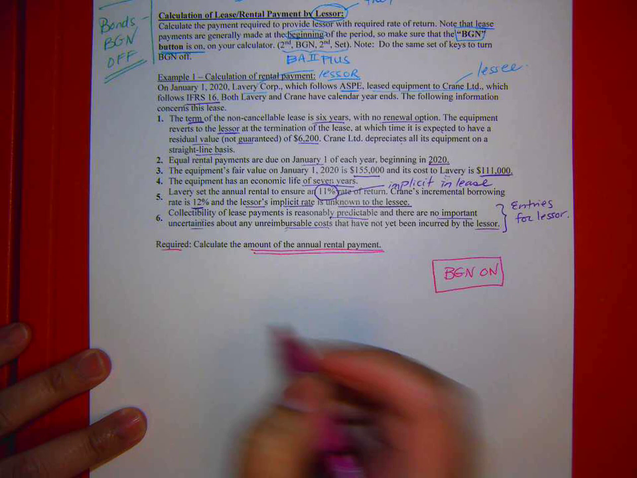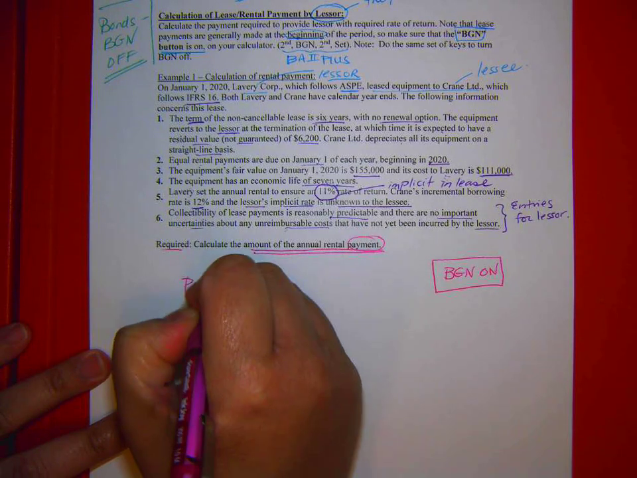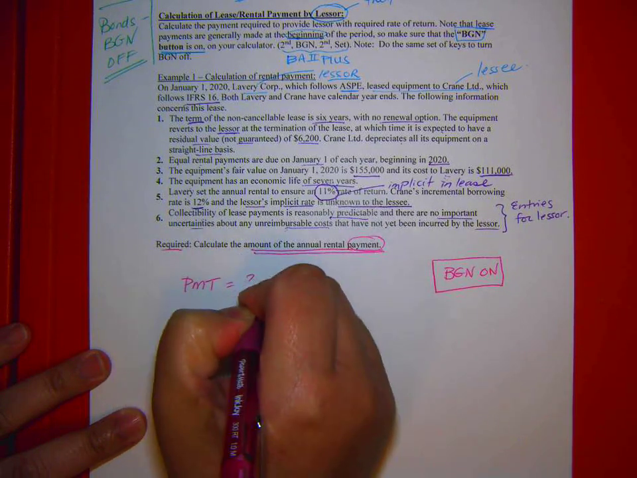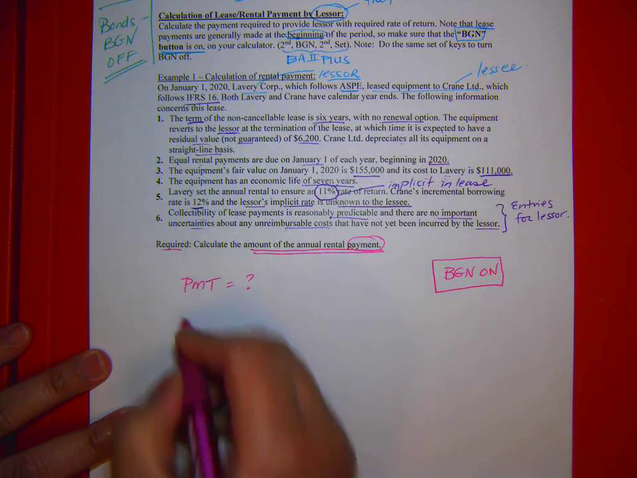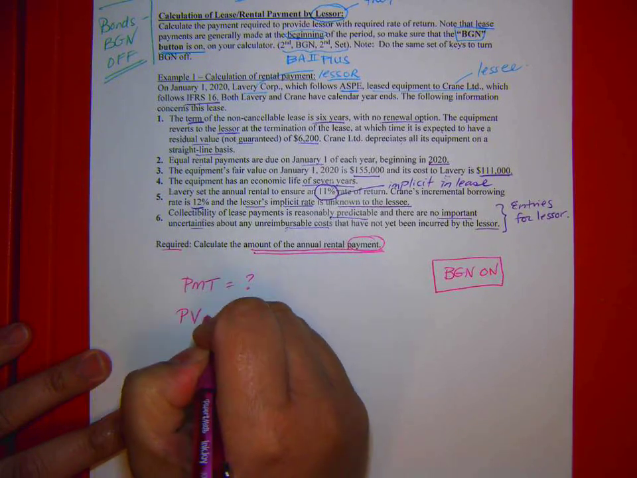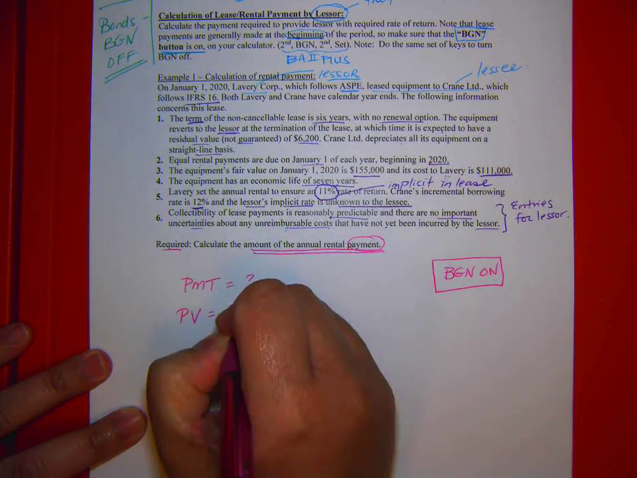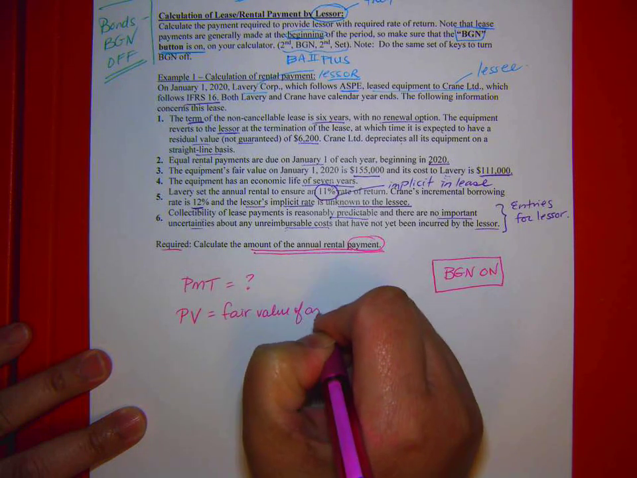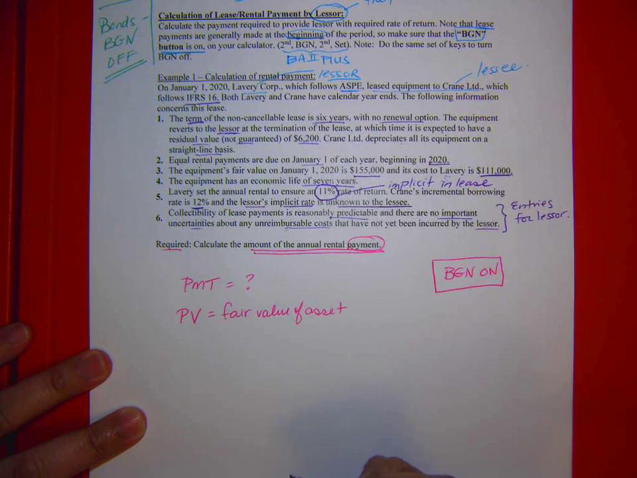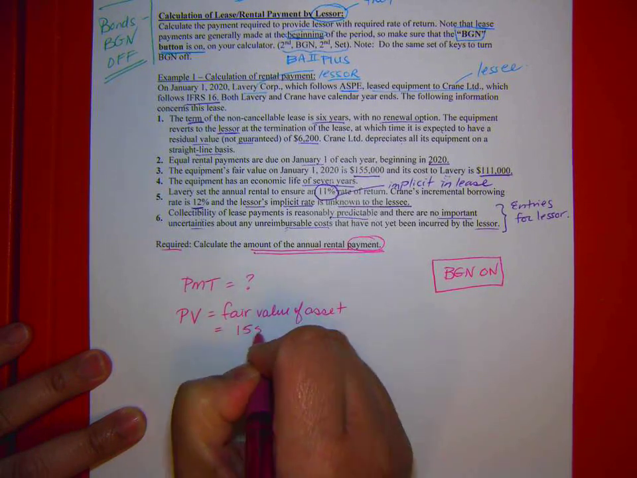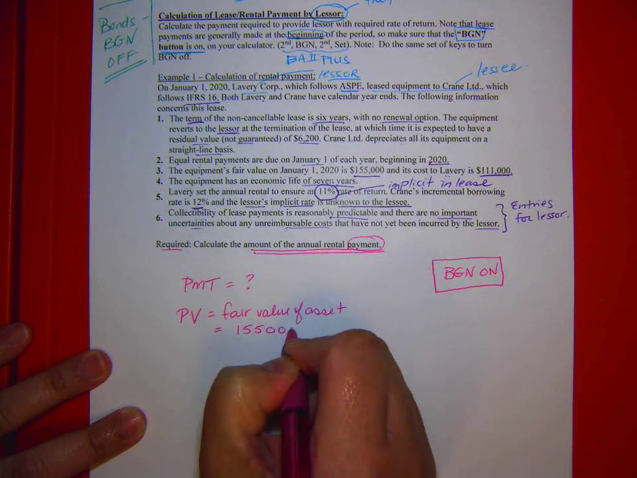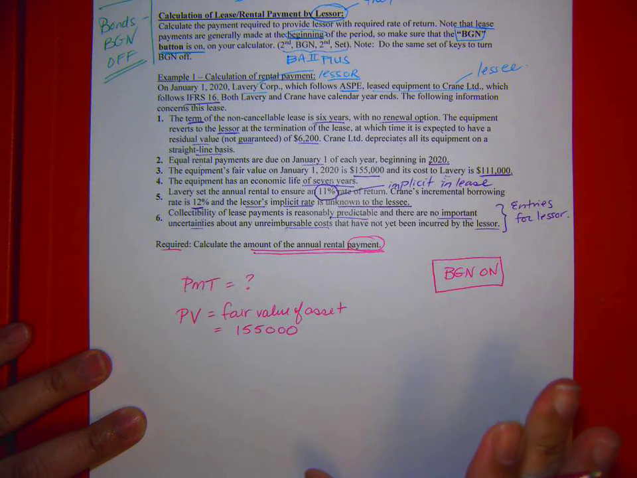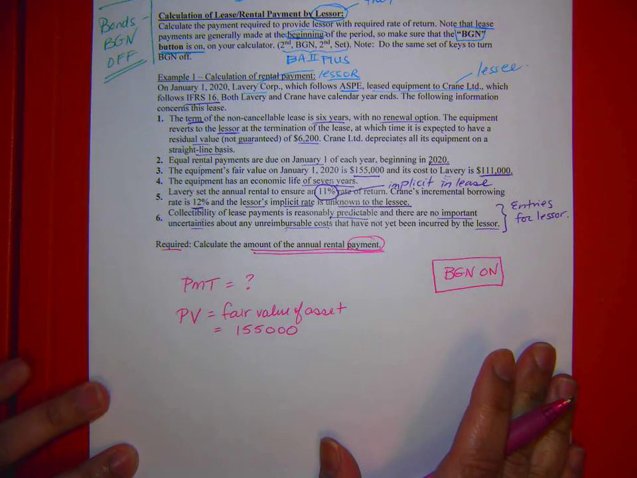So we are trying to find payment. So PMT is what we don't know. So we've got present value. That's going to be the fair value of the asset. And that's going to be equal to $155,000. And we're going to talk about the signs on these in a sec.